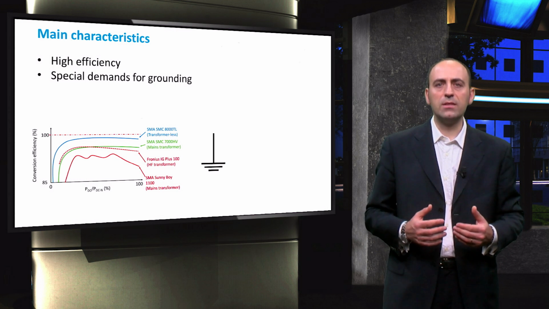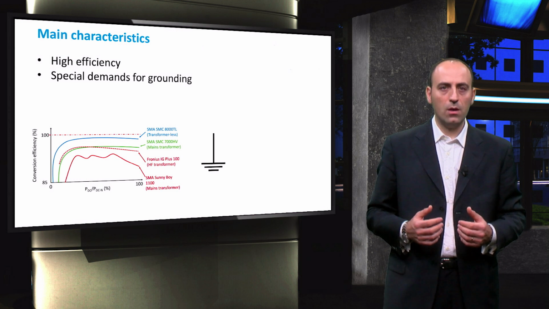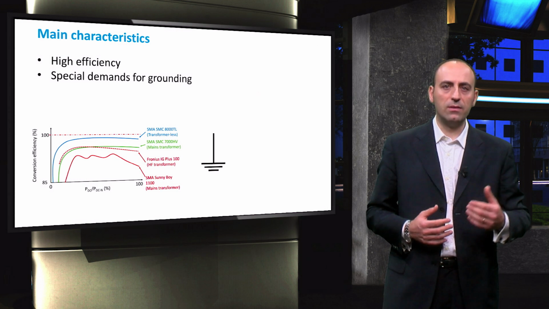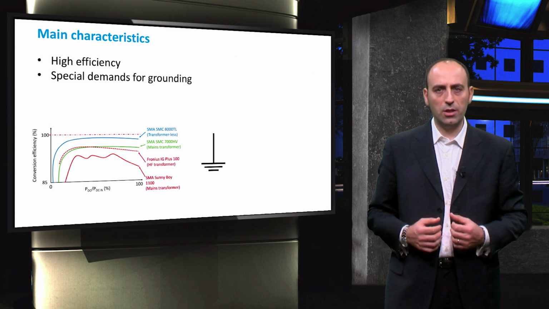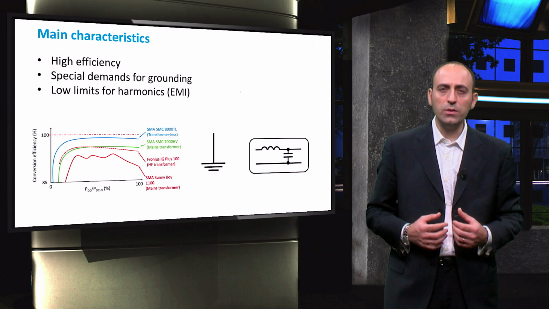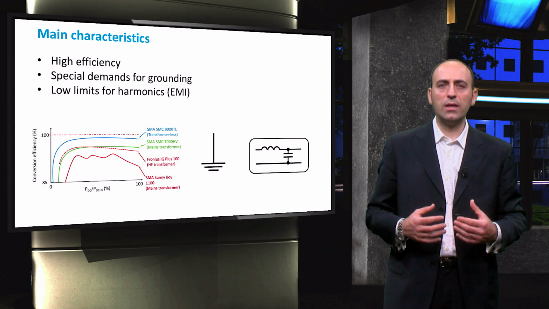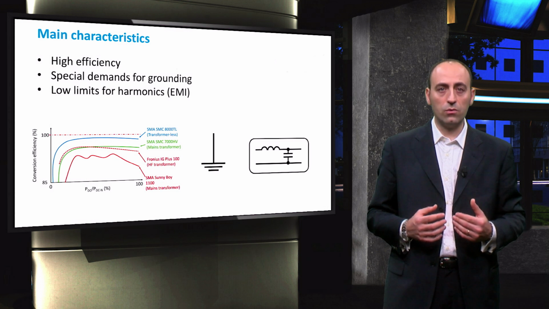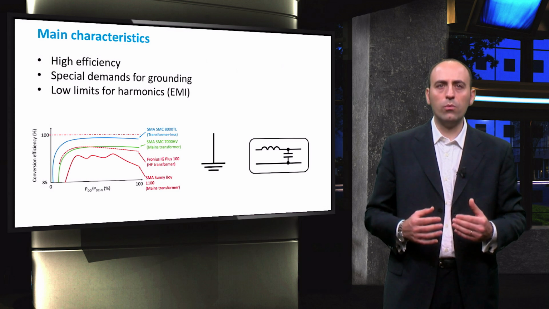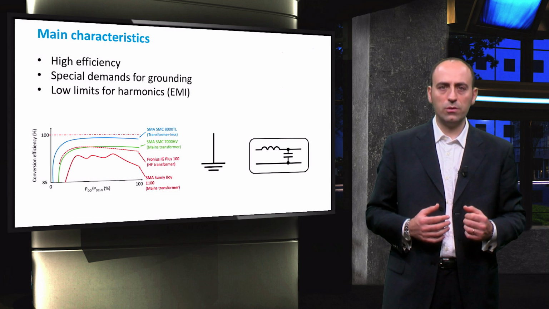Sometimes special demands about grounding need to be met. We will come back to this aspect at the end of this series of videos when we will talk about potential induced degradation. Some additional circuitry is often included to make sure that if any high frequency harmonics are traveling along the cables, they will not go towards the PV modules nor the grid.